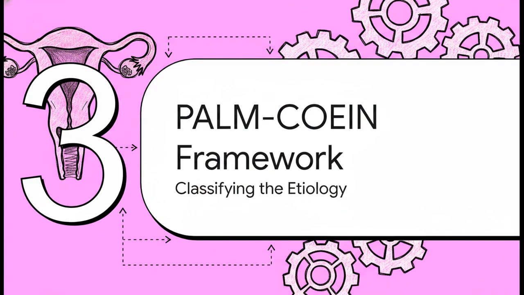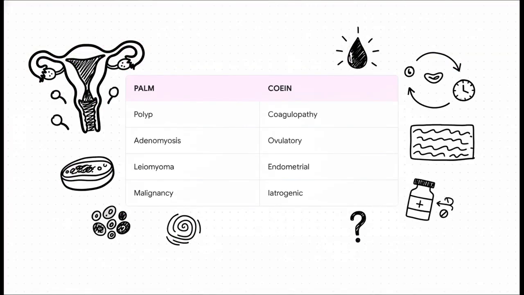Section 3. The PALM-COEIN Framework, Classifying the Etiology. This framework right here is a real game changer. It fundamentally organizes your clinical thinking into 2 distinct groups. On the left, we have the PALM group. These are your physical, structural causes that you can actually see on imaging or a biopsy: polyps, adenomyosis, leiomyomas, and malignancy. Then over on the right, you have the COEIN group. These are the non-structural systemic causes: coagulopathy, ovulatory dysfunction, endometrial issues, iatrogenic causes, and things not yet classified.